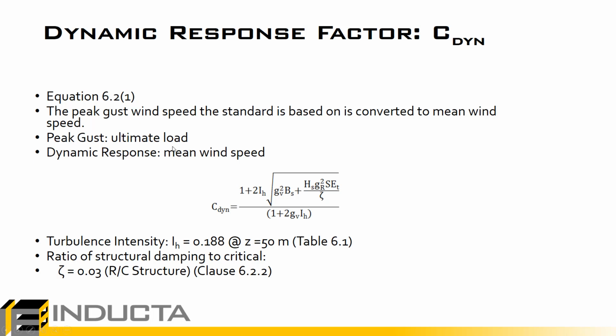So what we need to do is convert this peak gust wind speed to a mean wind speed. So in section 6 you'll see a lot of this 1 divided by 1 plus 2 g v I_h. This is converting a peak gust wind speed to a mean wind speed. The turbulence intensity at a particular height is automatically calculated by the program. The only thing that we need is the natural frequency which we determined already from the report, and the ratio of structural damping to critical damping. So in this case 0.03 for an RC structure as defined in clause 6.2.2.